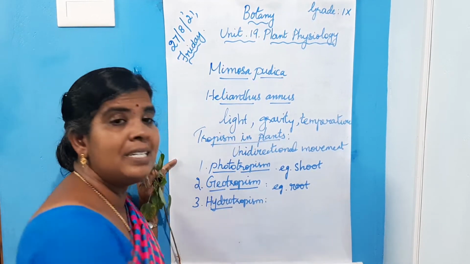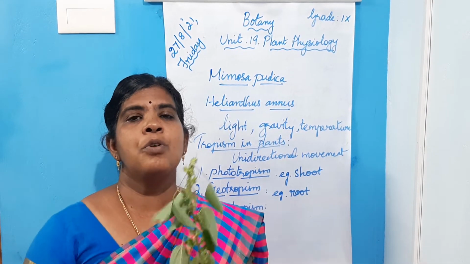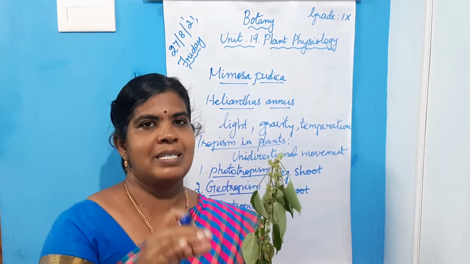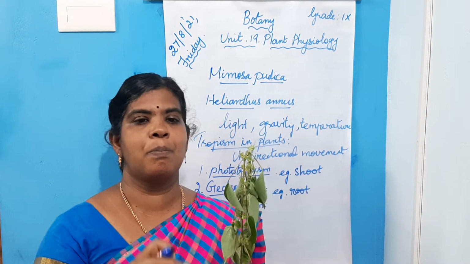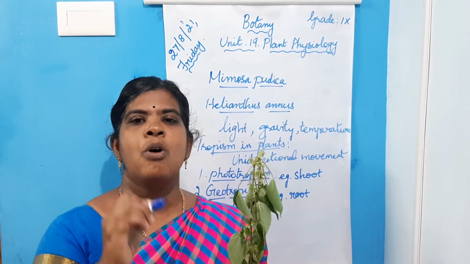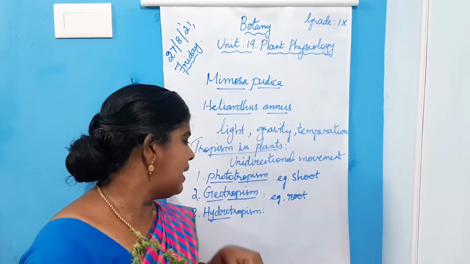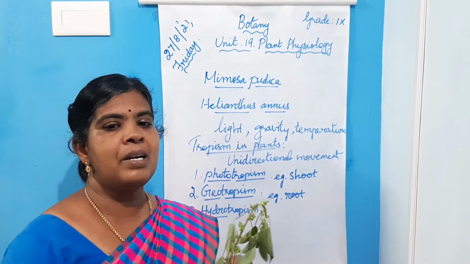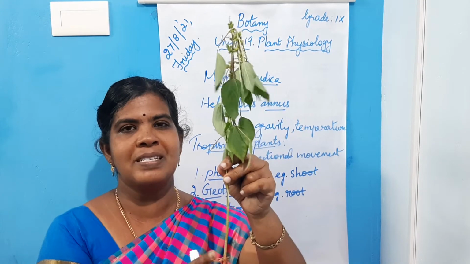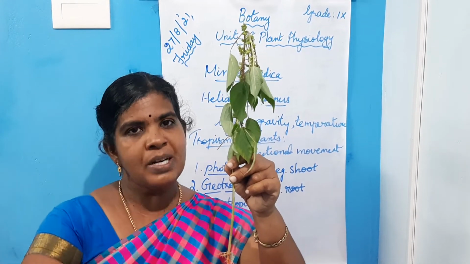Hydrotropism. Hydro means water. Tropism means movement. The movement of a plant or part of a plant towards water is called hydrotropism. Example, root. Which part of the plant moves towards water? Root system. The root system always grows below the soil level and grows towards water.